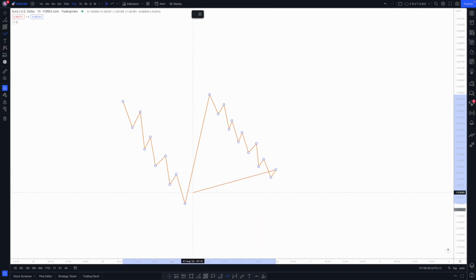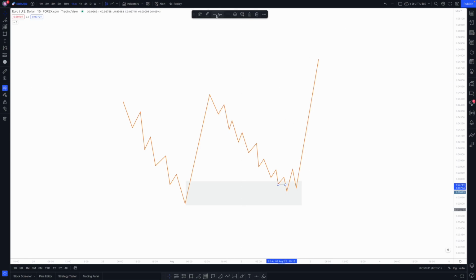What then would happen is you would tap in again to some sort of demand on the left hand side here. So you would take this low right here, you would take this high, you would then tap back in, and then you would explode to the upside. So basically you are tapping into a demand right here and then you are getting a 15-minute change of character, just to show you that price is wanting to go in a certain direction.